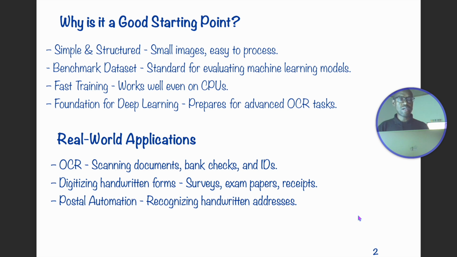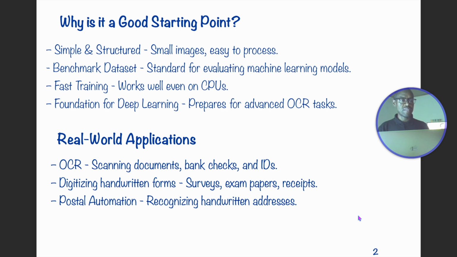But why is it a good starting point? It is simple and structured. It has small images, easy to process, and it's a benchmark dataset, standard for evaluating machine learning models. It's fast for training. It works well even on CPUs, and it's a foundation for deep learning to prepare us for advanced OCR tasks. What about real-world applications?